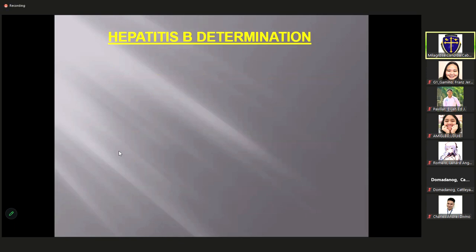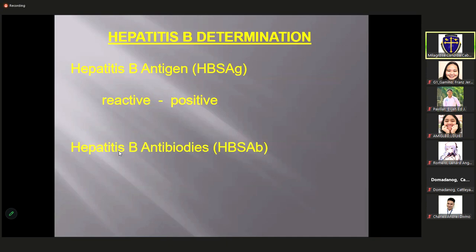This is an SOP also in San Pedro Hospital that a patient undergoes HBsAg determination. Right? So we have your hepatitis B surface antigen, HBsAg. If the patient is reactive, the patient is positive for exposure to hepatitis. Okay?